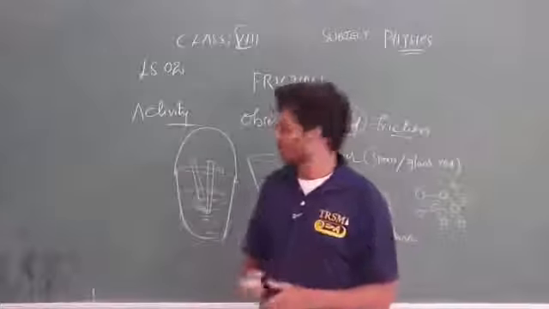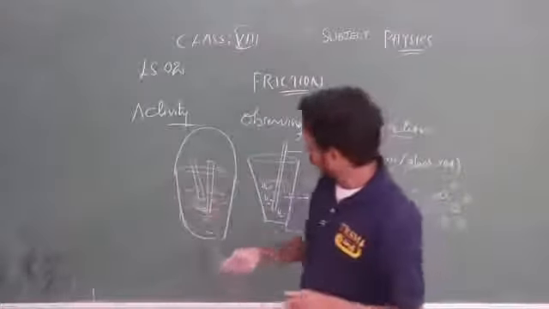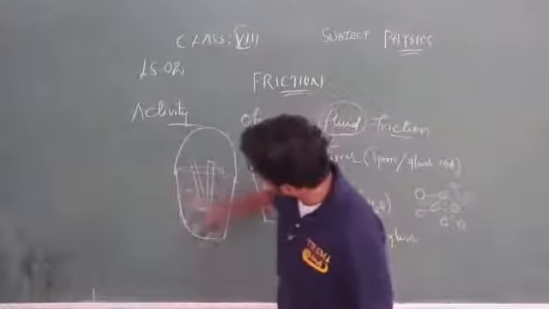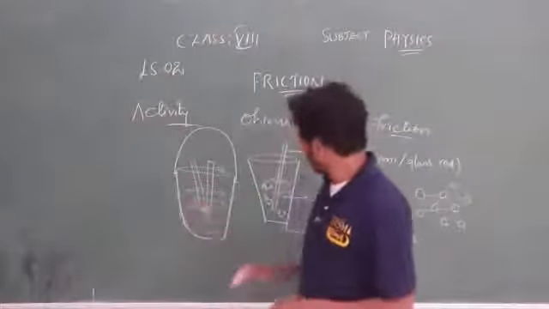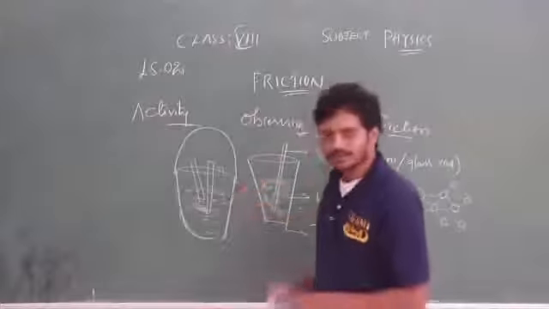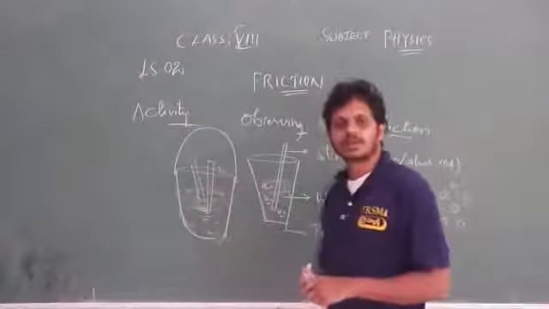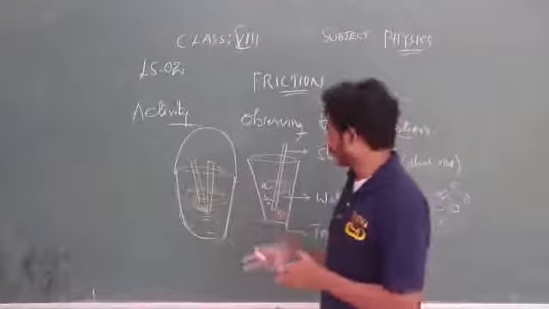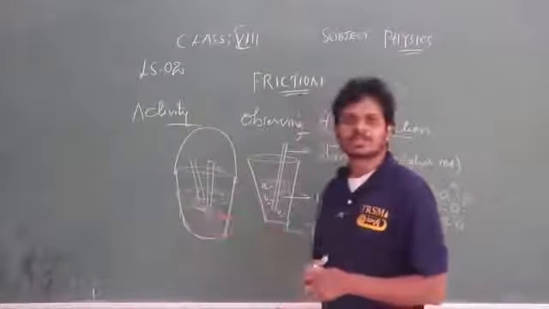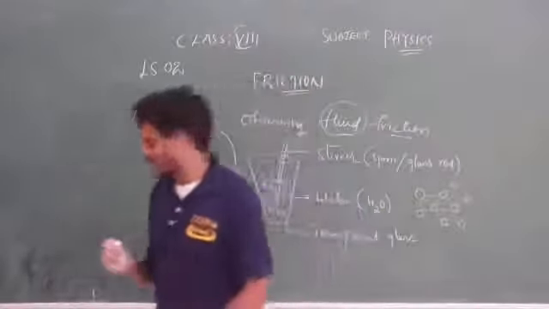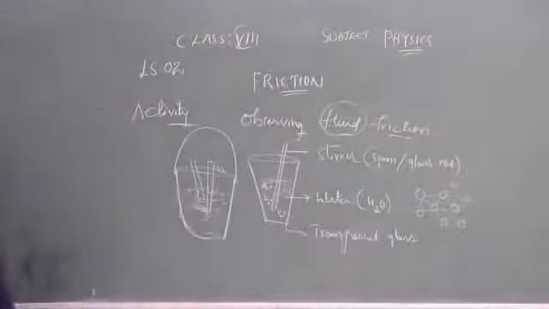What friction is present? Friction between this tumbler or this bucket wall, and also between the molecules of the water. So there is a friction acting upon this, which finally makes this liquid come to rest in position. That is the other activity.